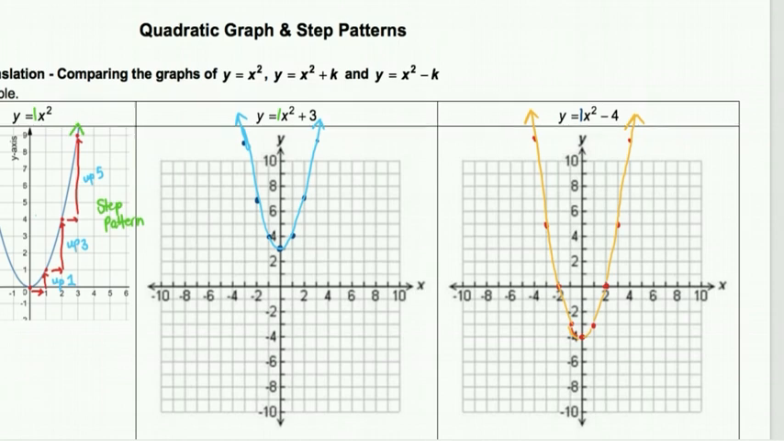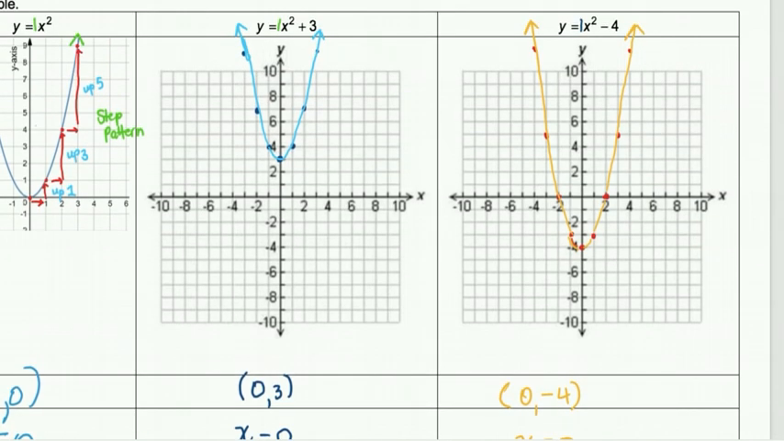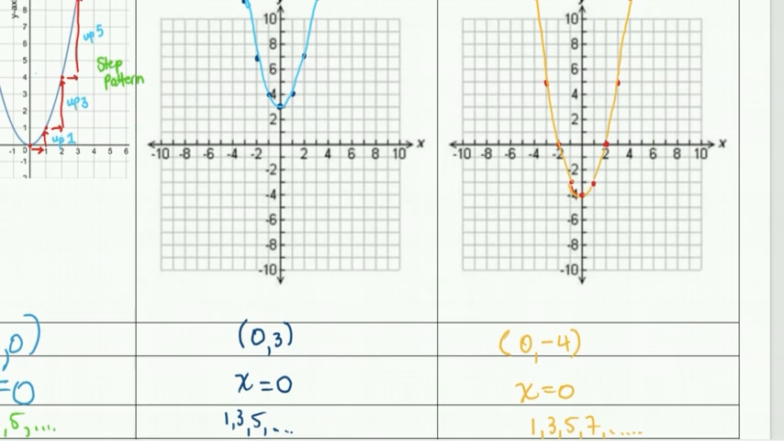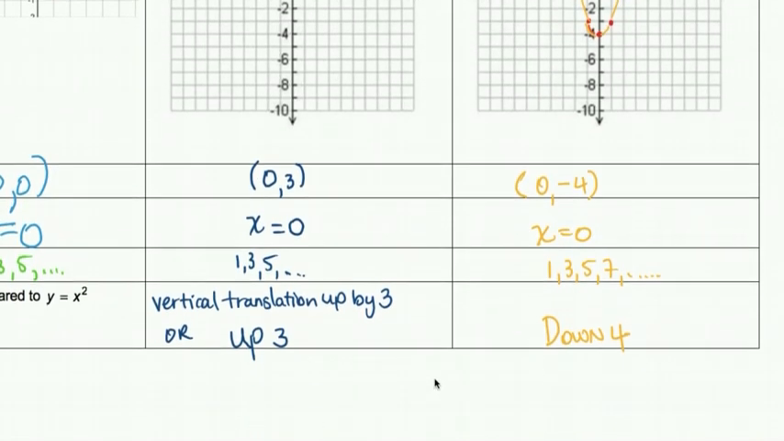So from there, let's fill in the vertex information. The vertex is at 0, negative 4. The axis of symmetry is still in the same spot, right? We didn't move left or right. The step pattern was 1, 3, 5, 7, etc. You can just write 1, 3, 5. And if we're describing it, it is a vertical translation down by 4. Again, I'm okay if you write down 4. Okay, let's move on to the next page here.